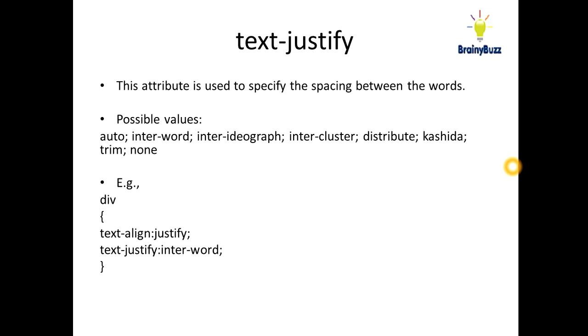One attribute is text-justify. This is basically used to specify the spacing between the words. You have the possible values like inter-word, inter-ideograph, inter-cluster, distribute, kashida, trim, or none, or auto you can write. So let's see a demo for this.